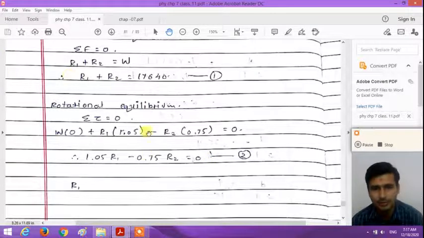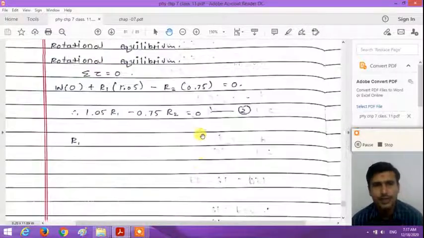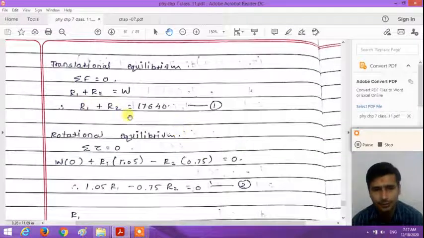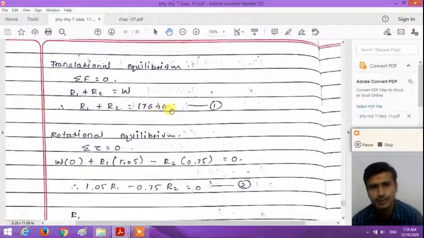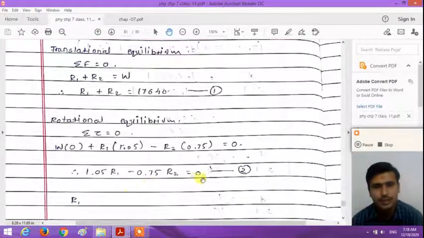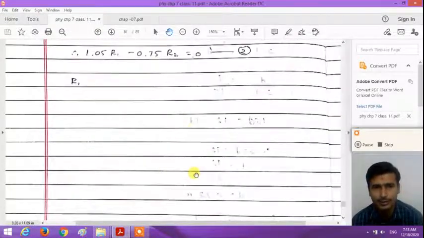By solving this equation with the help of the elimination method, multiply this equation by 0.72 and add it to this equation, we get R1 and R2, right? So you have to solve by yourself. R1 plus R2 is equal to 17,640 and 1.05 R1 minus 0.75 R2 is equal to 0. Solve these equations by the elimination method, and you get R1 and R2, right? Understand?